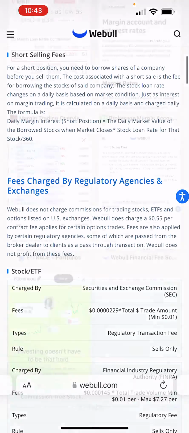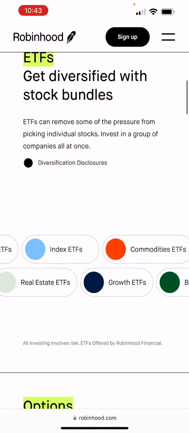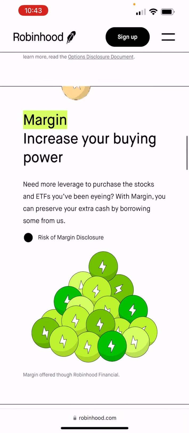So that's Webull. Let's look at Robinhood. Scroll down here to their margin tab. Increase your buying power. Okay, let's click that.